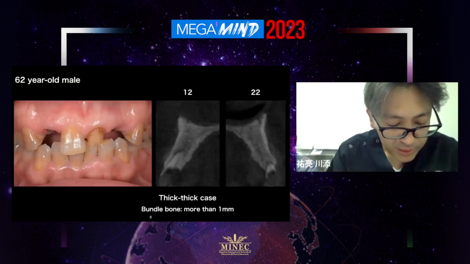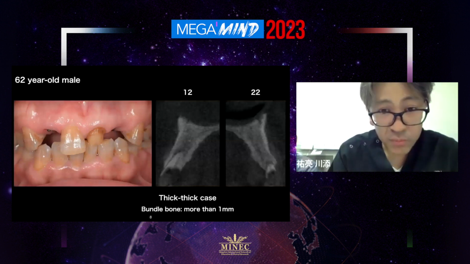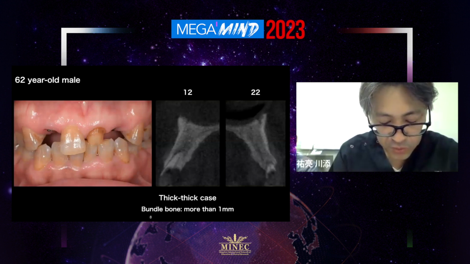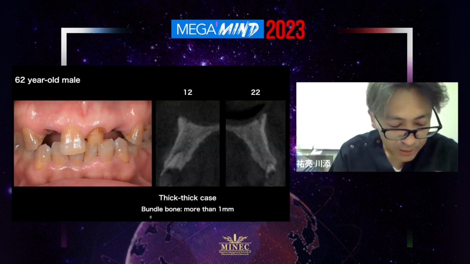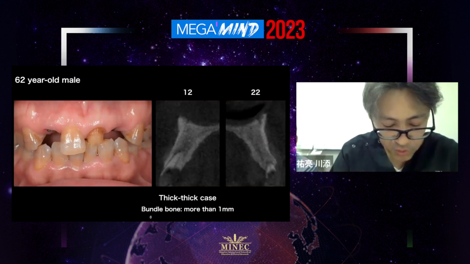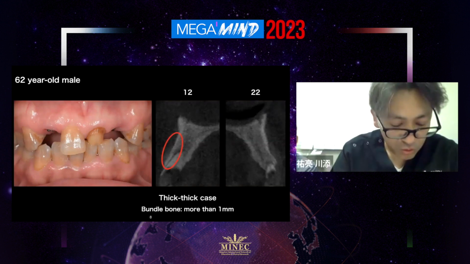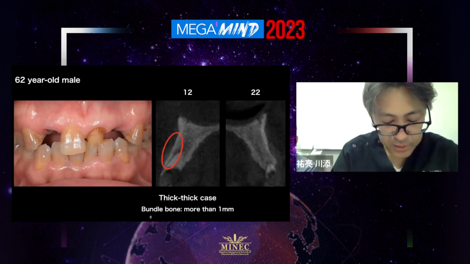The first case is a 62-year-old male. His chief complaint was that his front teeth were broken. The patient required implant treatment. Tooth 12 had more than 1 millimeter of alveolar bone on the labial side. So I planned immediate placement.